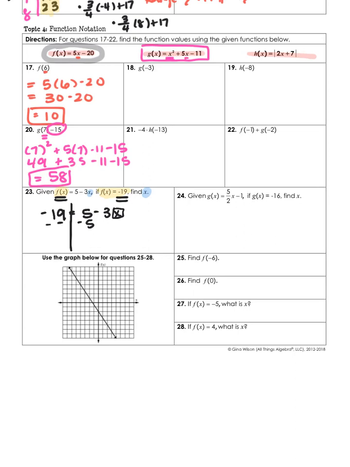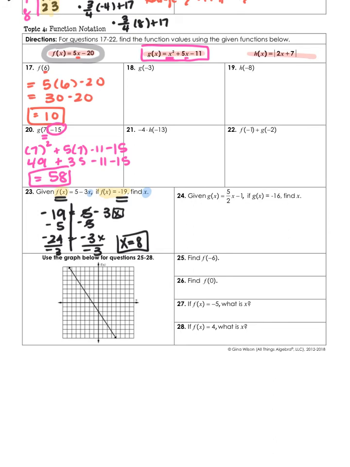So my first step would be to subtract 5. I'd get negative 24 equals negative 3x. Divide by negative 3, and you get x equals 8. All right, now I'd like you to try number 24 on your own, and you're going to be doing the same kind of thing.